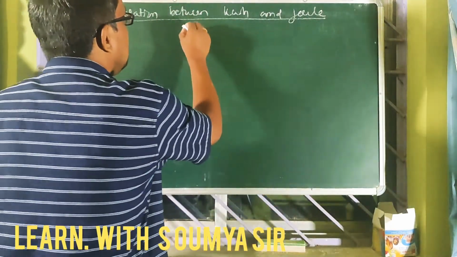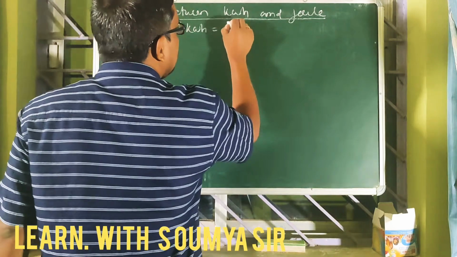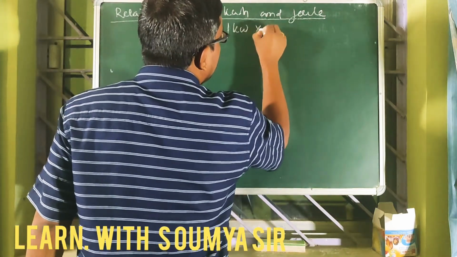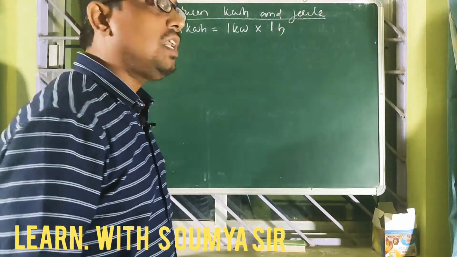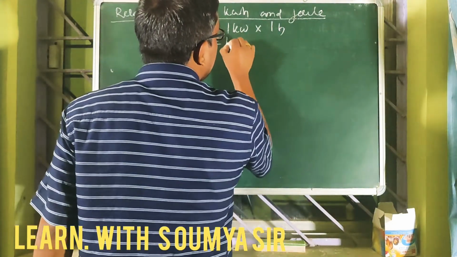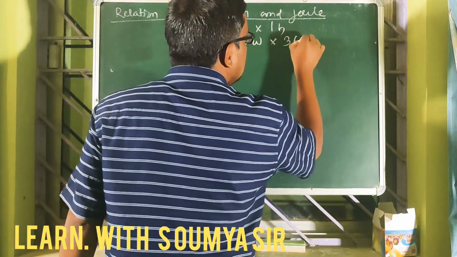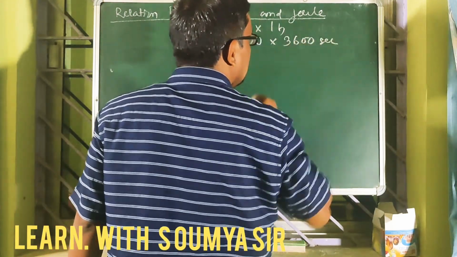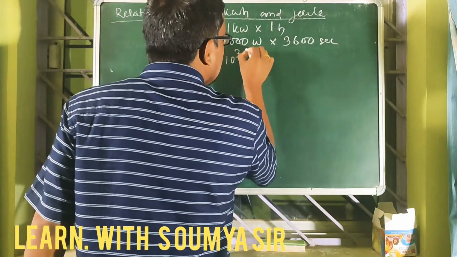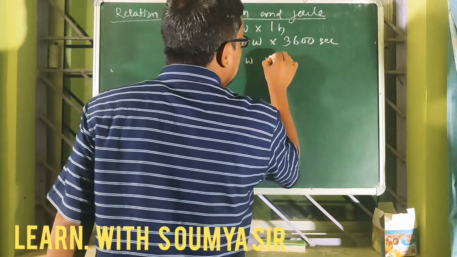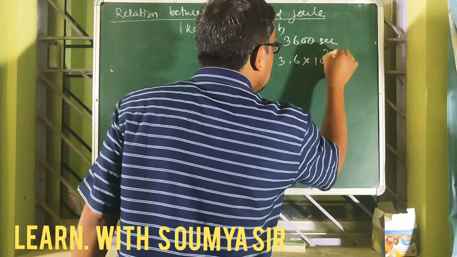We can write 1 kilowatt hour is equal to 1 kilowatt into 1 hour. 1 kilowatt is 1000 watt. Kilo means 1000. 1000 watt into 3600 seconds. So it will be 10 to the power 3 watt into 3.6 into 10 to the power 3 second.